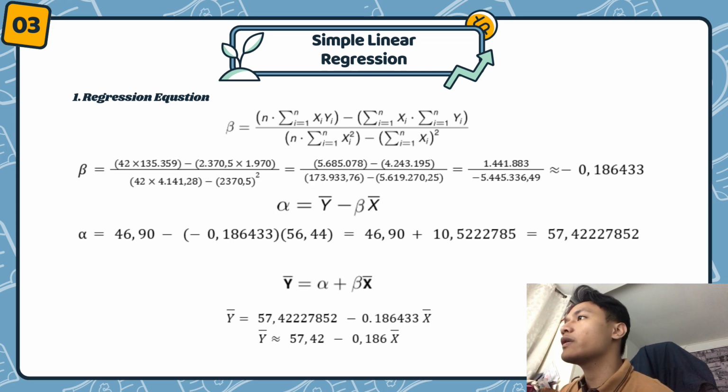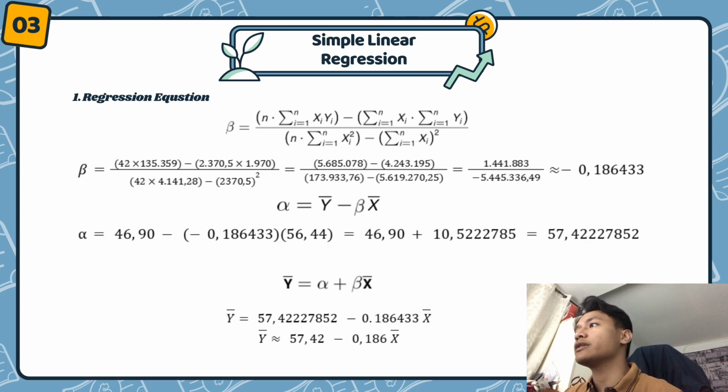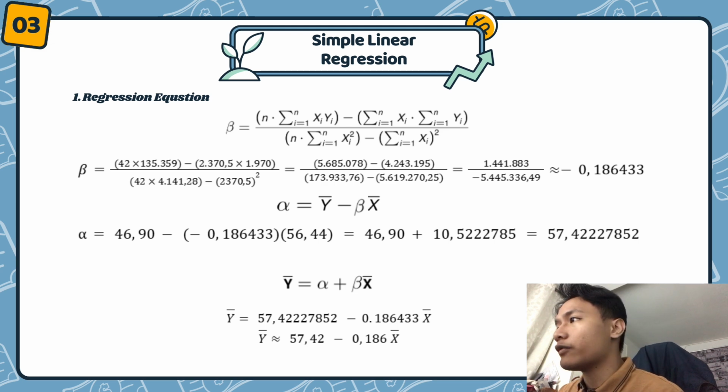Basically, a regression equation is a mathematical formula that models the relationship between one or more independent variables, or predictors, and the dependent variable, or the response. It is commonly used in statistics, which we learn right now, and in machine learning to predict or explain the value of the dependent variable based on the independent variables. Okay, so we go to the equation.